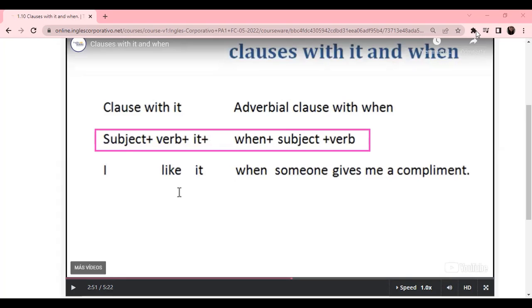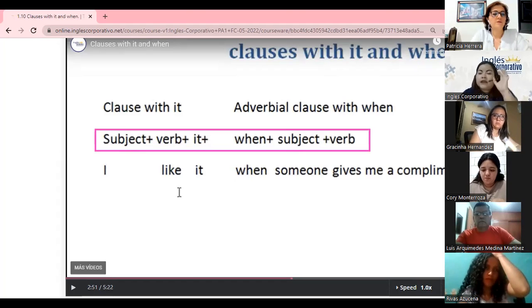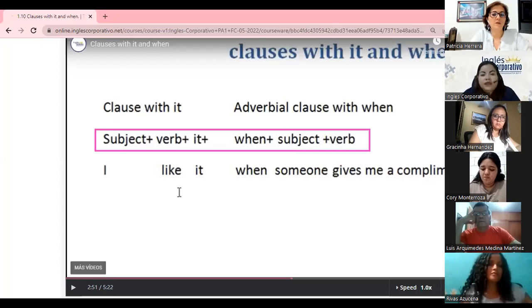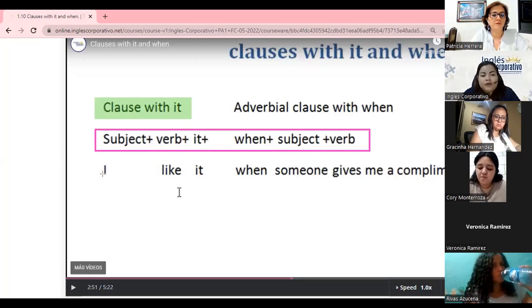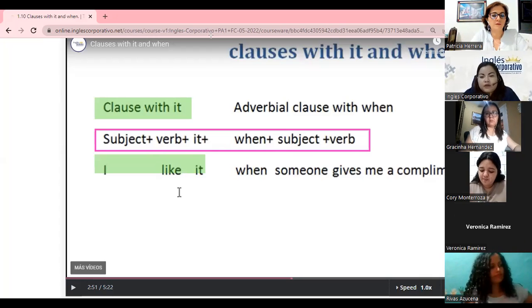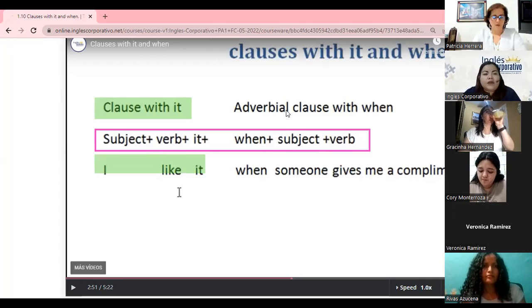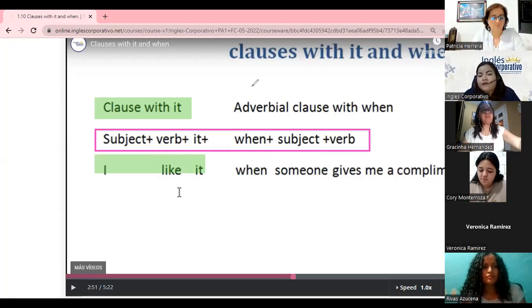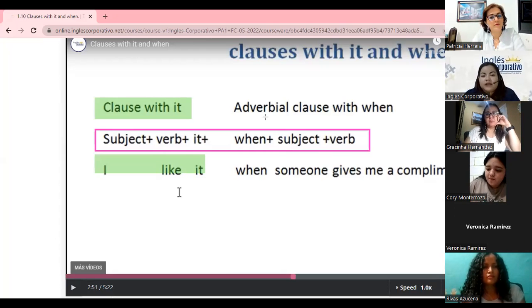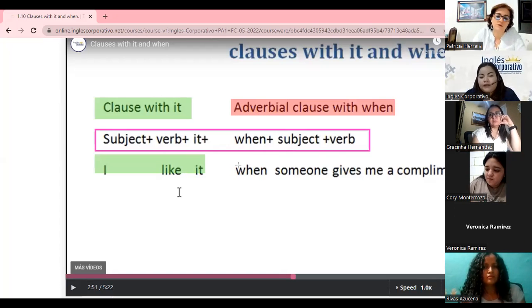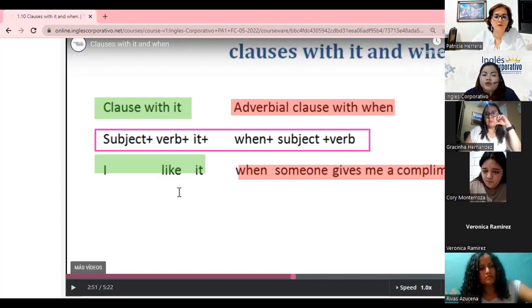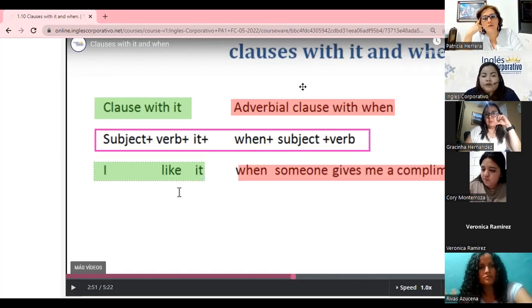Remember, the formula is divided in two parts, right? The clause with it, which is this part right here. This is the clause with it. And also, give me a moment, I'm showing something here. Okay, there we are. We are showing the adverbial clause, which, like I said, sounds difficult, but it's not. So the adverbial clause with when is this. That's what we've got. I want you to try to write your example.